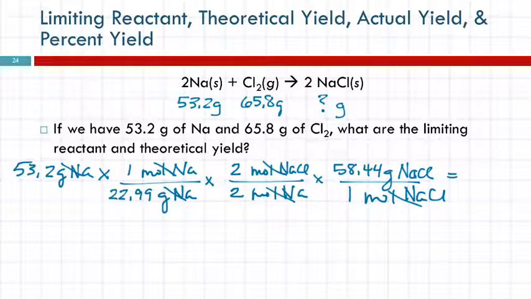So then you do the calculation, 53.2 divided by 22.99 times 2 divided by 2, those cancel out, times 58.44. My answer should have 3 sig figs, 135.23 grams of sodium chloride. That is how much sodium chloride I can make if I have enough chlorine, but we don't know yet. So then we do another calculation. It's very similar.